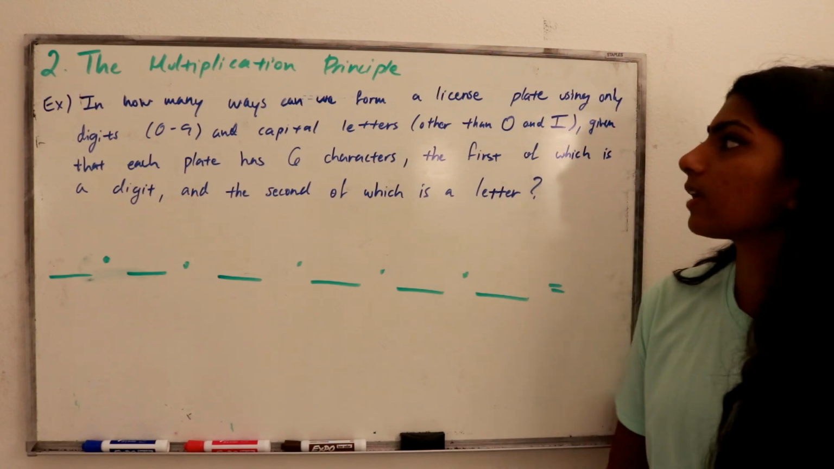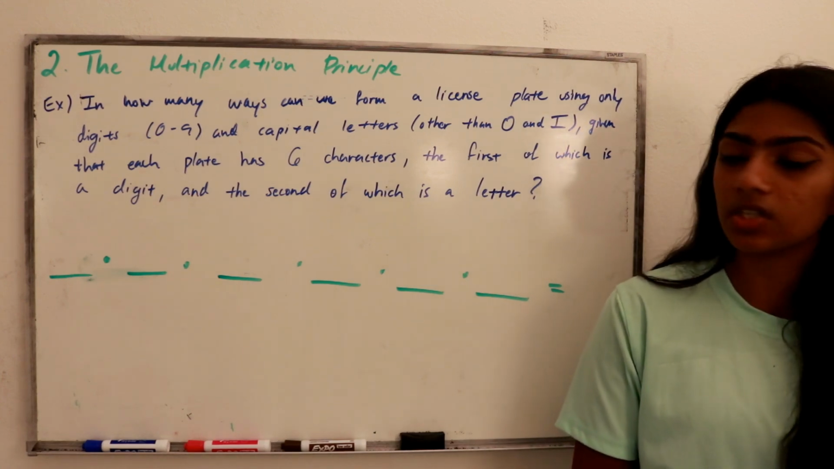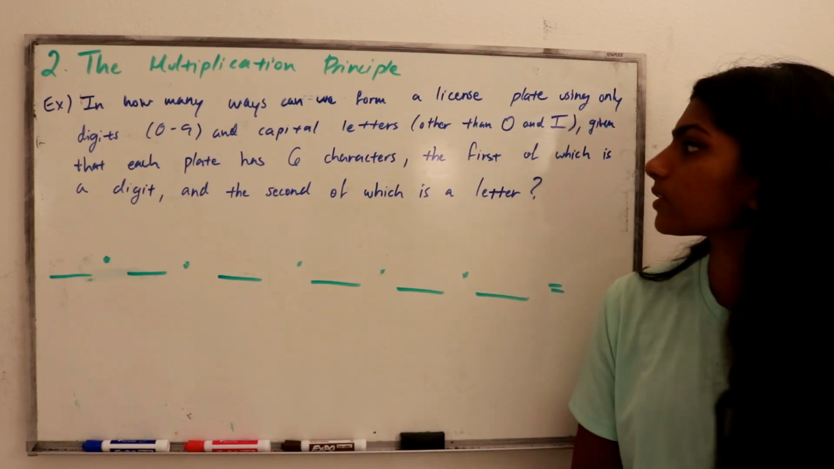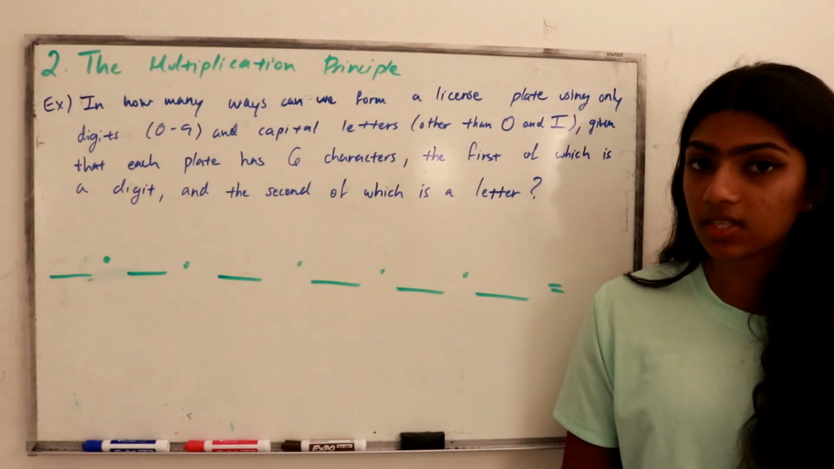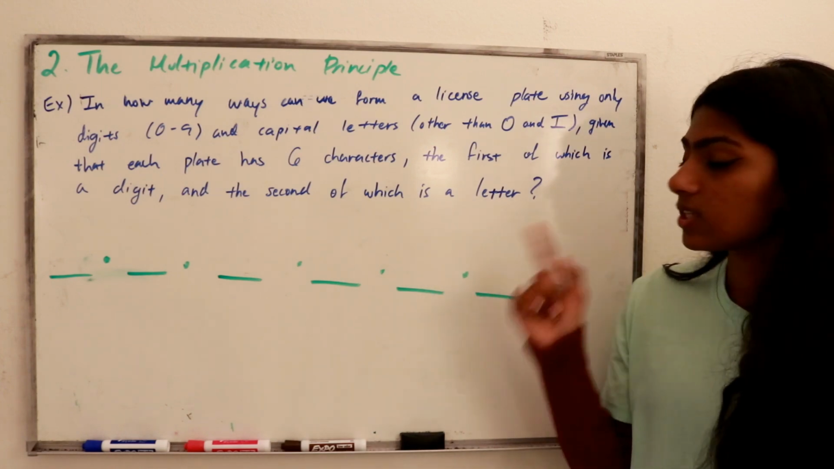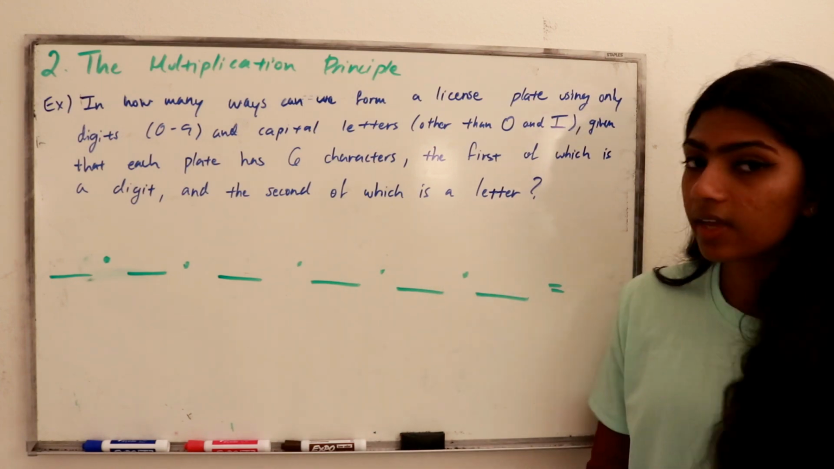Now let's look at this example. In how many ways can we form a license plate using only digits 0 through 9 and capital letters other than O and I? Given that each plate has 6 characters, the first of which is a digit and the second of which is a letter.